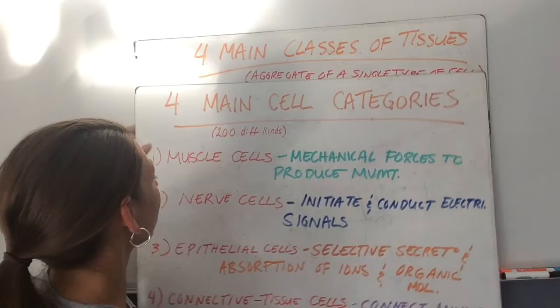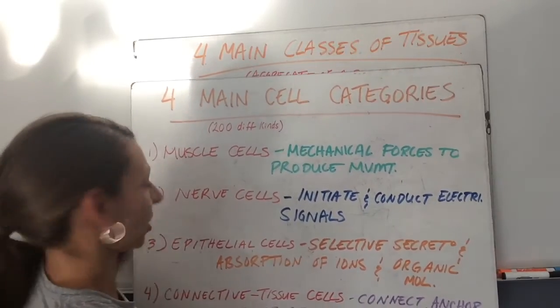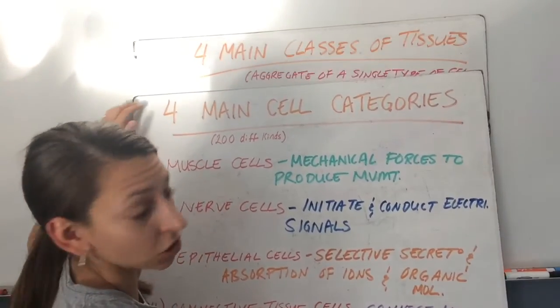So our main tissue types are going to be the same. We're going to have muscle tissue, nerve tissue, epithelial tissue, and connective tissue.